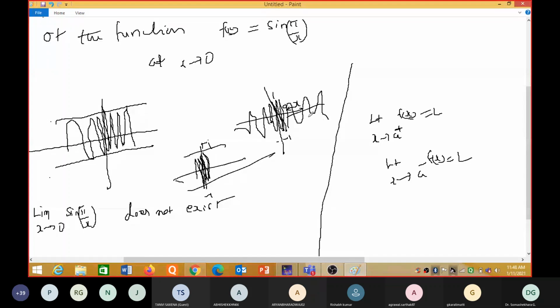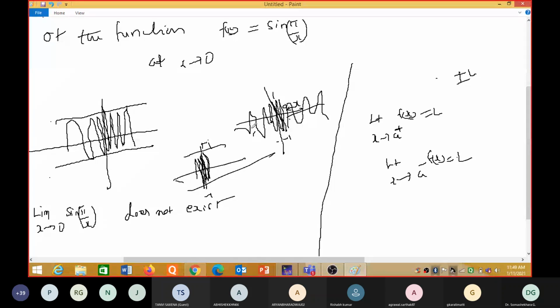Limit exists means it is a single value, whether it is the left-hand limit or the right-hand limit, it is L. Here you are not writing plus or minus L, just one L. But here you will get plus or minus 1. So we can say the limit does not exist.